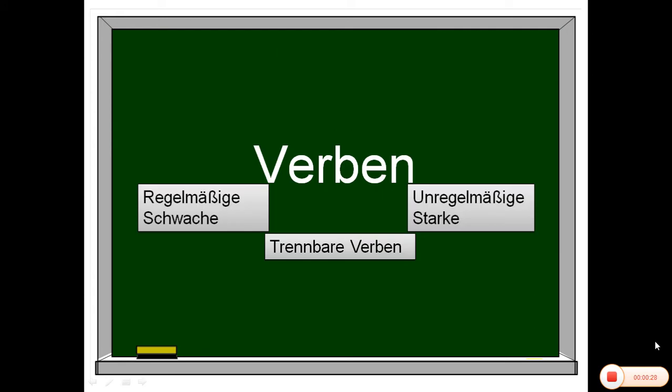There are three types of verbs in German, as you already know. One, regelmäßige Verben, or we call them also schwache Verben, which are regular verbs or weak verbs. Second, unregelmäßige Verben, or starke Verben, which are irregular, strong verbs. And the third type is trennbare Verben, which are separable verbs. Trennbare Verben include both regelmäßige and unregelmäßige Verben, and they have their own different rules.